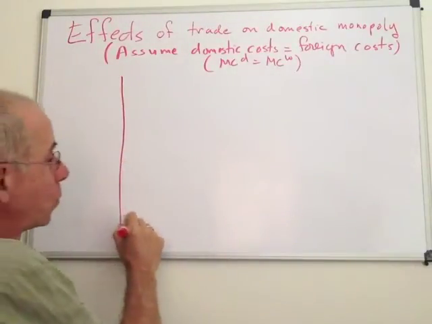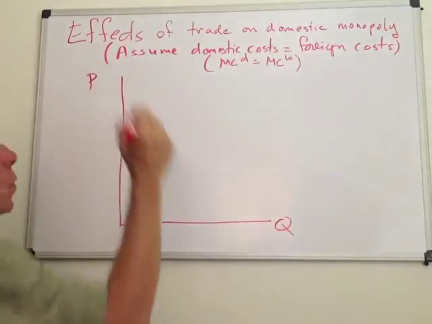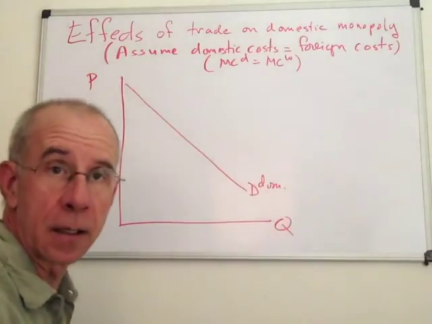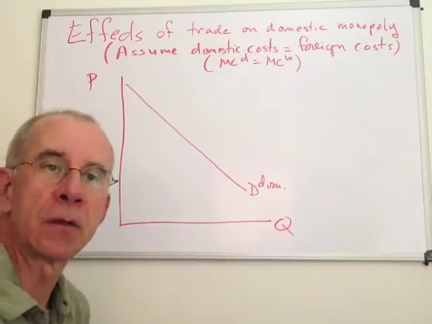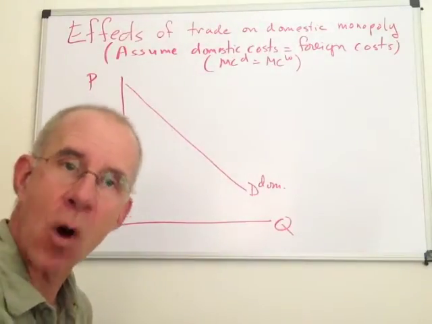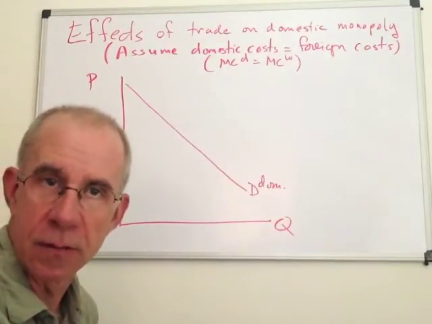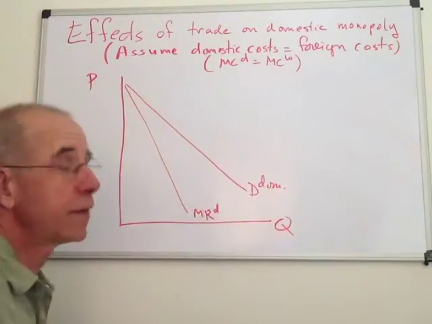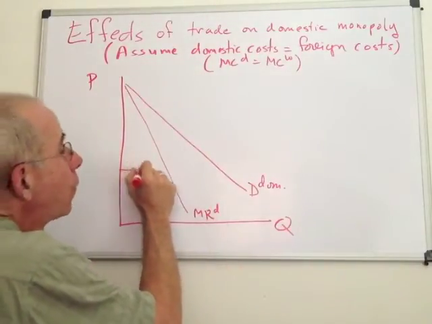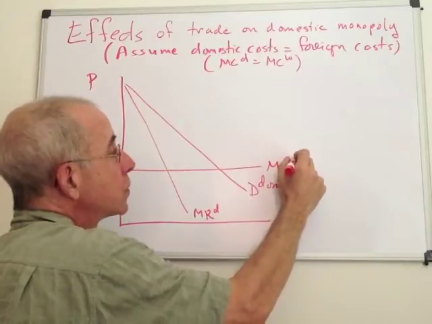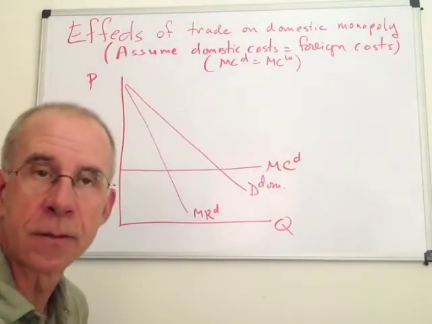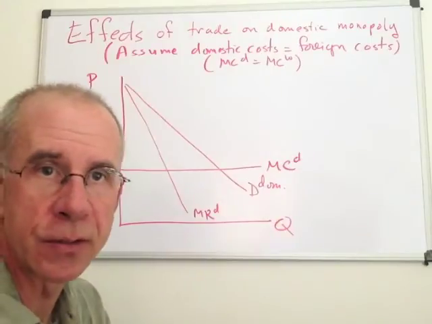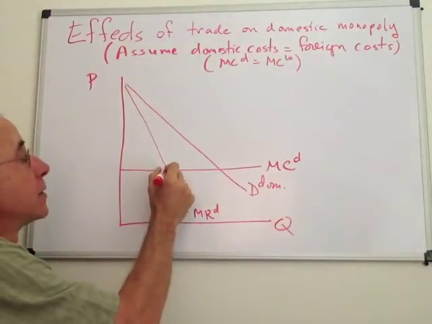So in autarky, we will analyze this with a standard demand curve for the domestic economy. Because it's a monopoly, the domestic monopoly will look at the marginal revenue associated with an extra unit of sales. So we've got a marginal revenue curve associated with this domestic demand. And for ease, we're going to assume that there is a constant marginal cost and that there are no fixed costs. So the cost structure is very simple.